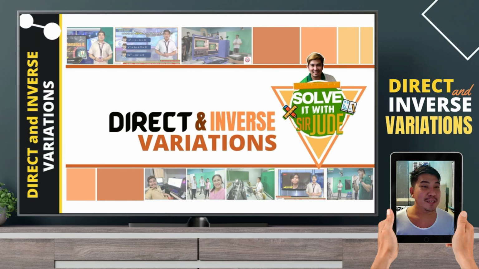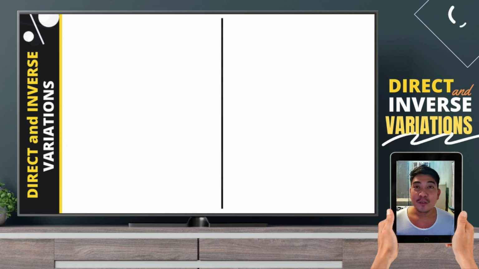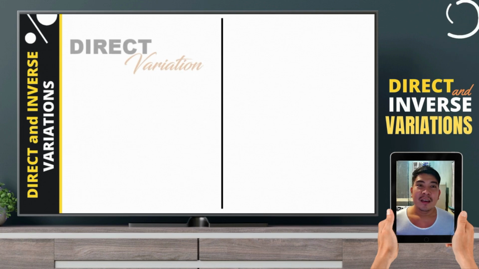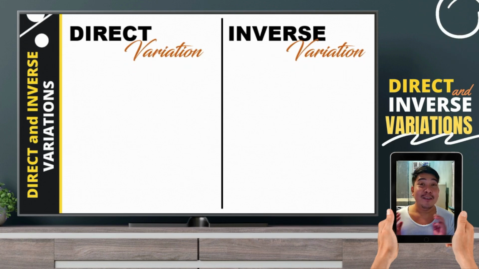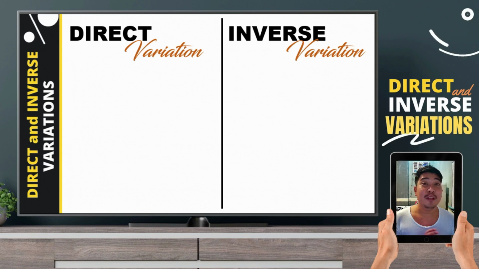But today, we will be discussing direct and inverse variations. When we talk about direct and inverse variations, they are similar to direct and indirect or inverse proportion. So the first thing that we will discuss, we are going to compare direct variation from inverse variation. Ano nga bang pinagkaiba ng dalawa?